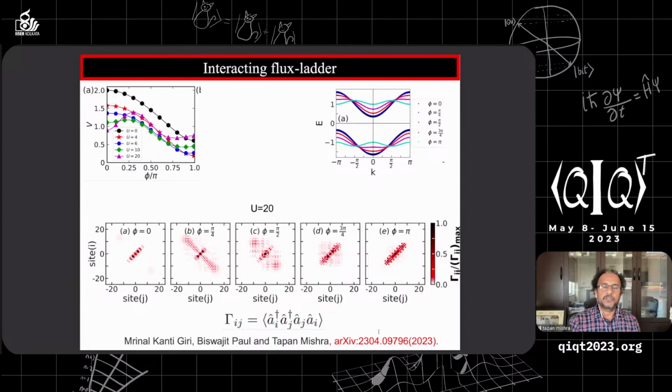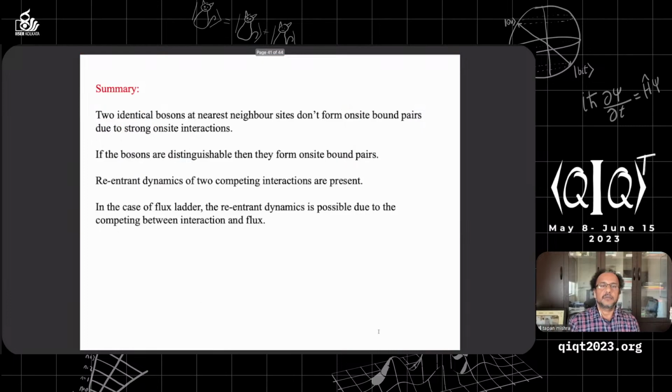And of course, I showed this non-trivial physics of bound state formation of two distinguishable bosons. So this is the summary. Two identical bosons at nearest neighbor sites don't form on-site bound pairs due to strong on-site interactions. If the bosons are distinguishable, then they form on-site bound pairs. So this is the main message: only if the bosons are distinguishable can they form on-site bound pairs.